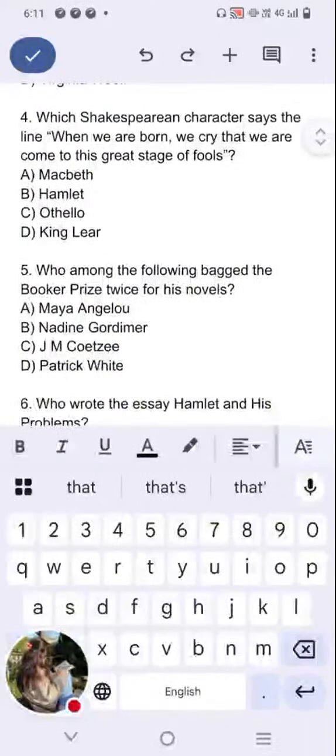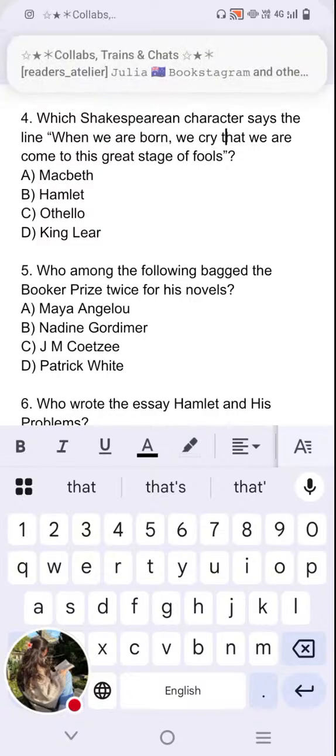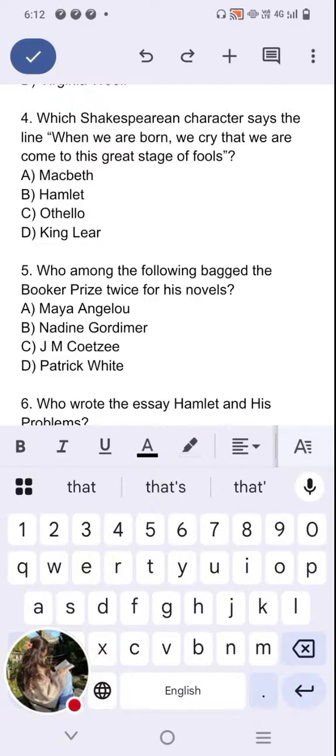Next question, which Shakespearean character says the line, when we are born, we cry that we are come to this great stage of fools. This is an annotation. Shakespearean annotations are very common. So which character says this line? Is it Macbeth, Hamlet, Othello, or King Lear?